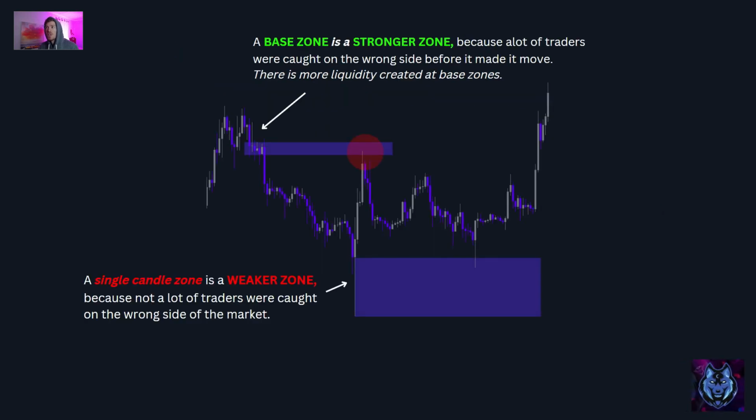A base zone is a stronger zone because a lot of traders were caught on the wrong side before it made its move. There is more liquidity created at base zones. So when we have this drop, base, drop, and price comes up to mitigate this zone, it's more likely that this zone is going to hold. On the other hand, a single candle zone is a weaker zone because not a lot of traders were caught on the wrong side of the market, even though price did respect the zone and carried on up.